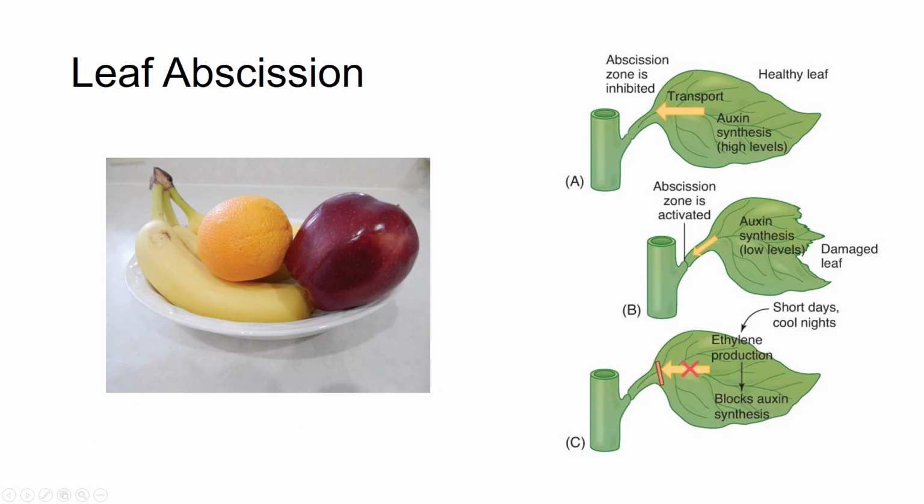Premature abscission of fruits is prevented by the presence and export of auxin through the pedicel. Auxin causes the developing fruits to release ethylene. At maturity, the high concentration of ethylene stimulates the pedicel abscission zone, overriding the auxin concentration.